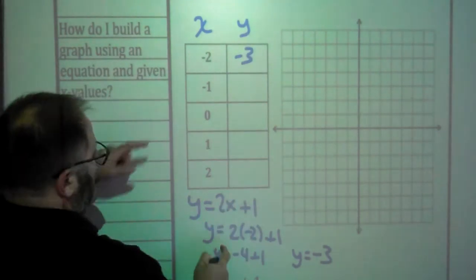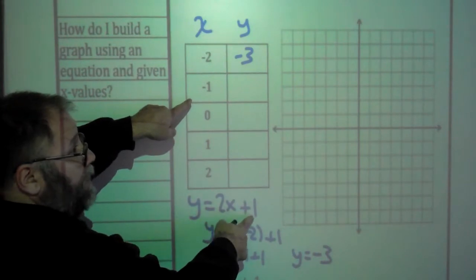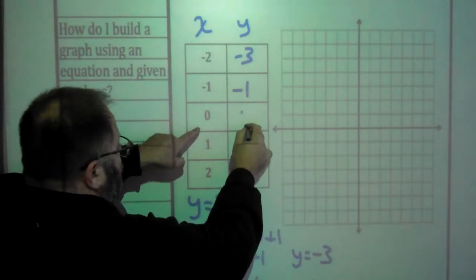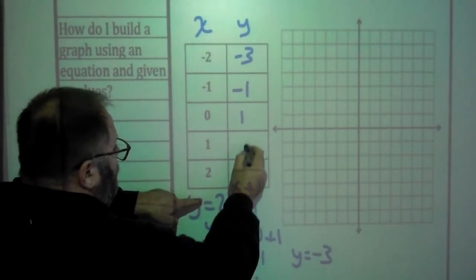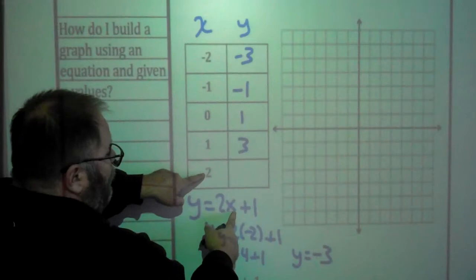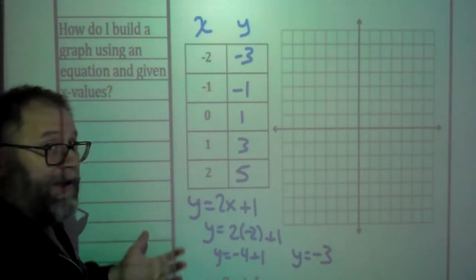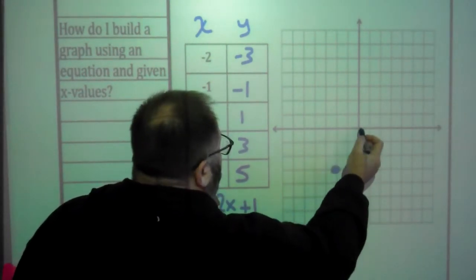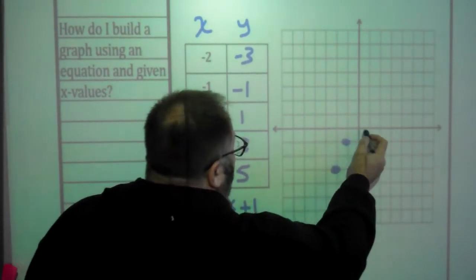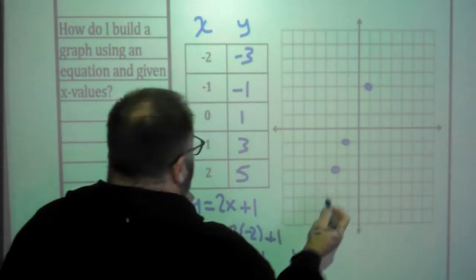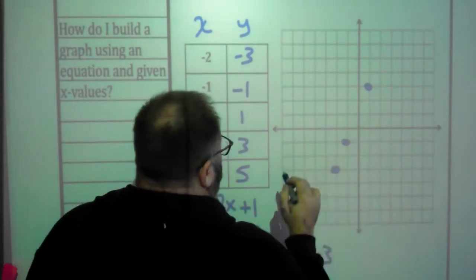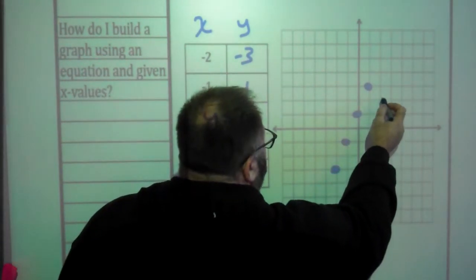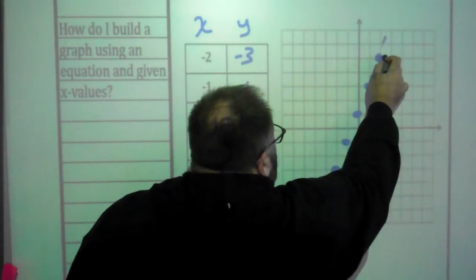Negative 3. Negative 1 times 2 is negative 2, plus 1 is negative 1. 0 times 2 is 0, plus 1 is 1. 1 times 2 is 2, plus 1 is 3. 2 times 2 is 4, plus 1 is 5. And now I graph. Negative 2, negative 3. Negative 1, negative 1. 0, 1. That's a tough one right there. And 2, 5. There's my line.